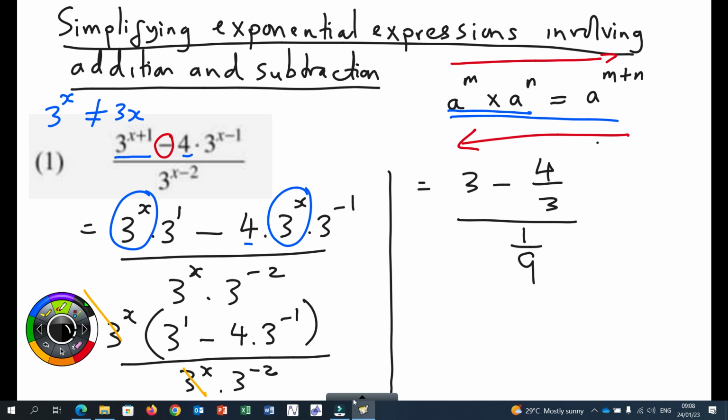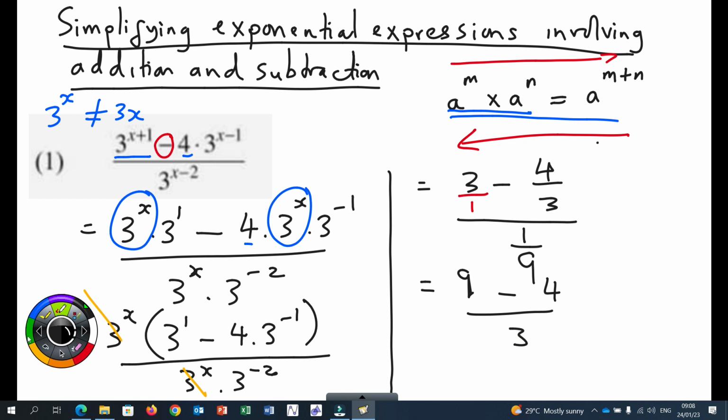I'm aware that working with fractions can be a bit of a challenge, but fractions are not that challenging. So let's simplify the numerator. Please be aware that the denominator of that 3 is a 1. So the LCD of 1 and 3 is a what? 3. So we end up getting 9 minus 4 over 3. That's our new numerator now.